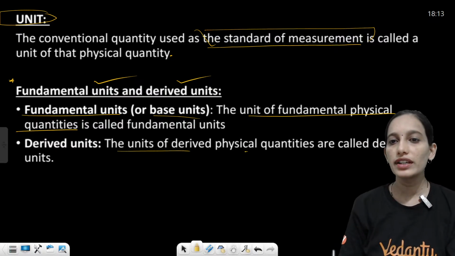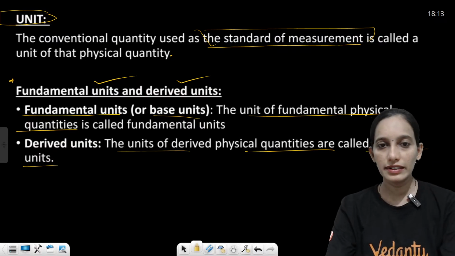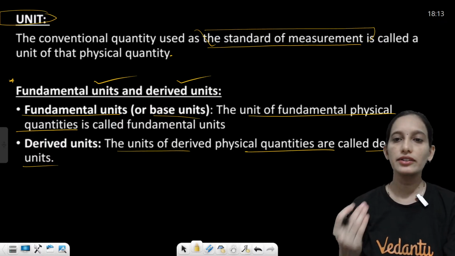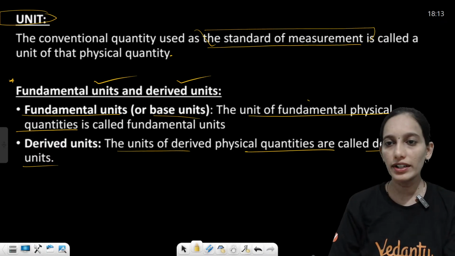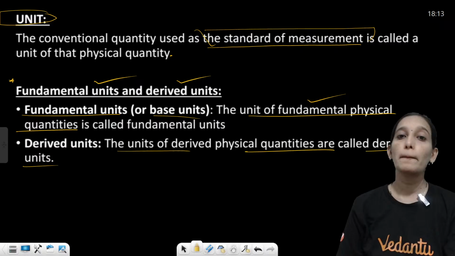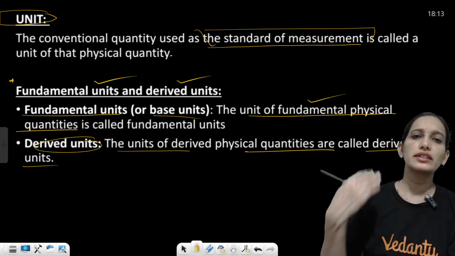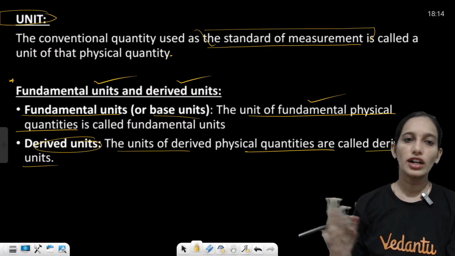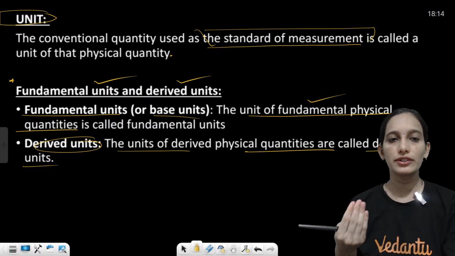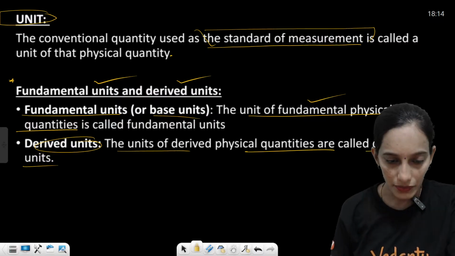The units of derived physical quantities, we call them derived units. Is that clear? The units of derived physical quantities are called derived units, whereas the units of fundamental physical quantities are called fundamental or base units. Derived units, you can also say, are units that can be written in terms of fundamental unit notation. So that way also you can define. Just as we have defined fundamental quantity and derived quantity, the same way we can define fundamental unit and derived unit.